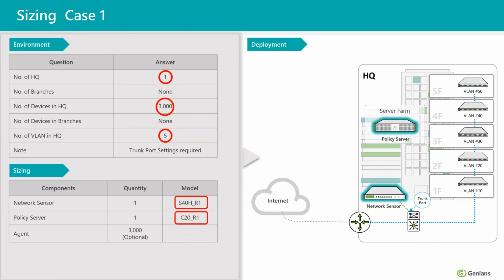Please look at the deployment image. This is the actual diagram in this company. You can see how the network sensor and policy server are designed in the one headquarters.